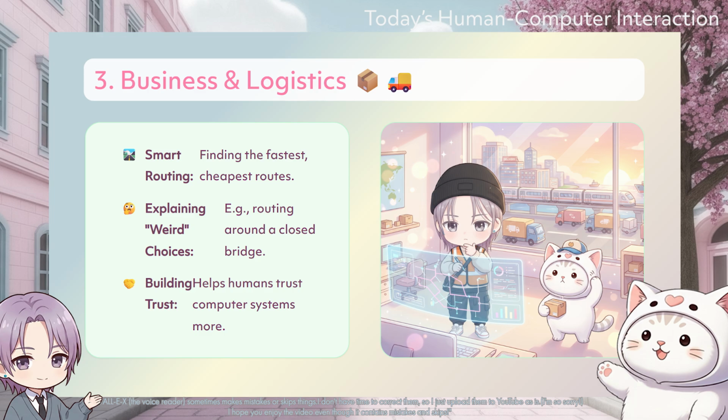Third, let us look at the busy world of business, transportation, and logistics. Companies like global delivery services or huge online stores use complex databases to manage thousands of packages every single day. They need to find the absolutely fastest and cheapest routes for their delivery trucks to travel. This involves complicated logic rules about distance, daily traffic, and truck weight limits.